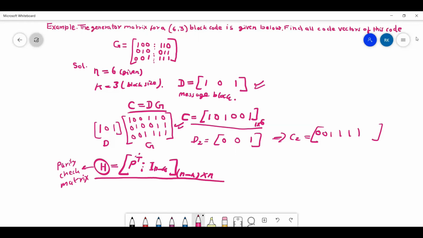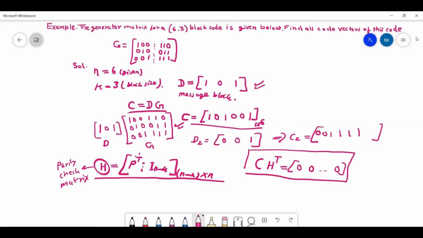In order to check this, we need a parity check matrix. And the rule for the verification, I need to reiterate the rules for the verification. What are the rules for verifying that this particular code C has been generated by G? C is a code word in any block code generated by G if and only if C multiplied with the transpose of the parity check matrix is a zero vector. That's a very, very important rule that we need to bear in mind always.